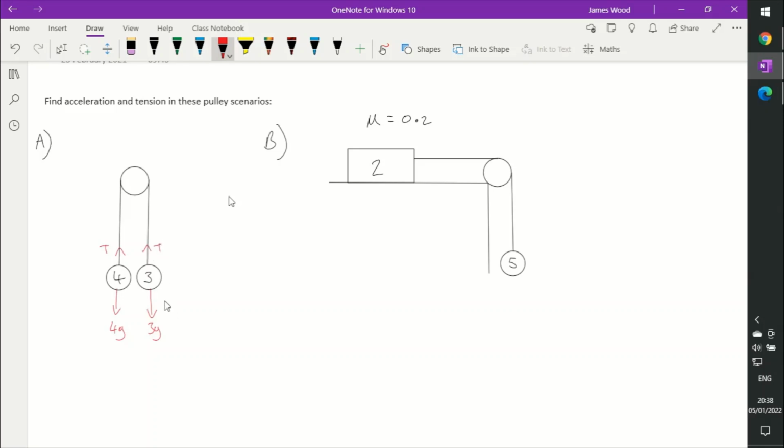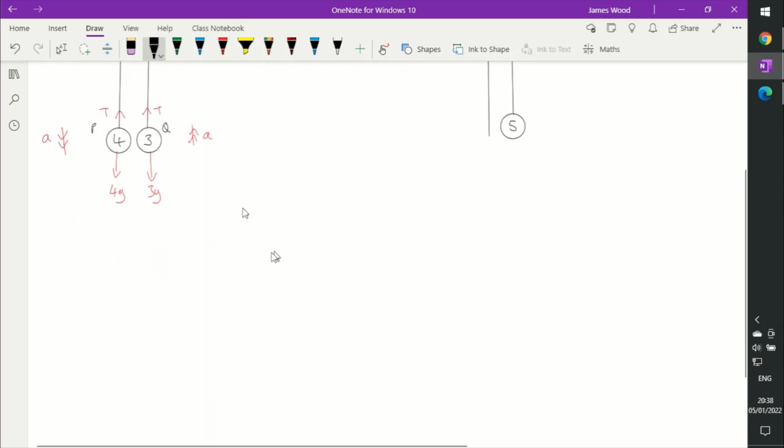In terms of what's going to happen, well, this one is heavier than this one, so it's going to accelerate that way, and this one's going to go upwards at a rate of A. Now to solve the equation, I'm just going to call this particle P, this particle Q. We've got to form an equation of motion for both of these particles. So for object P, I'm going to resolve downwards because it will accelerate downwards. So I can write 4G minus T equals 4A.